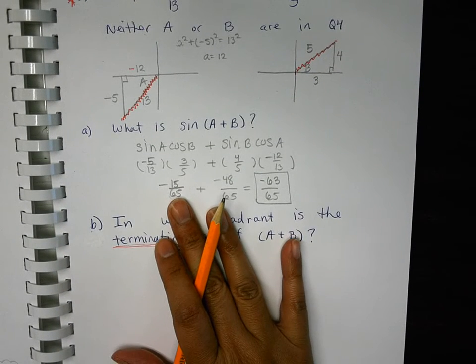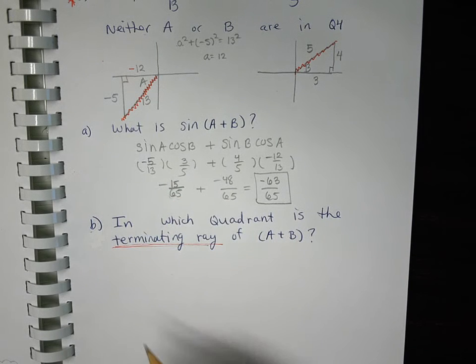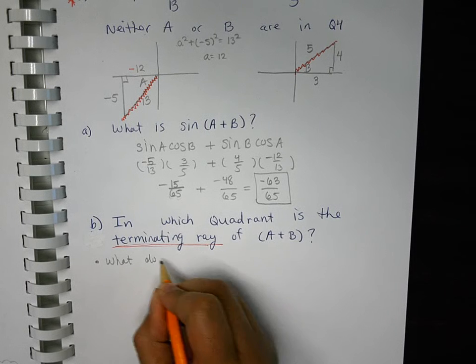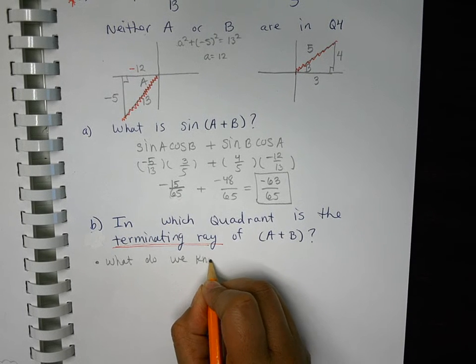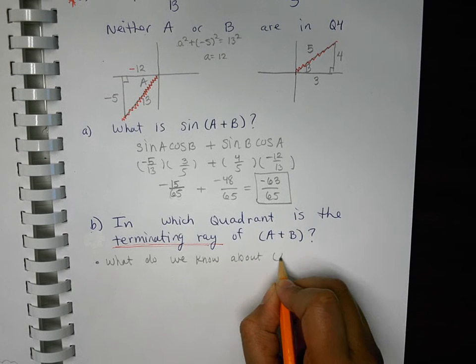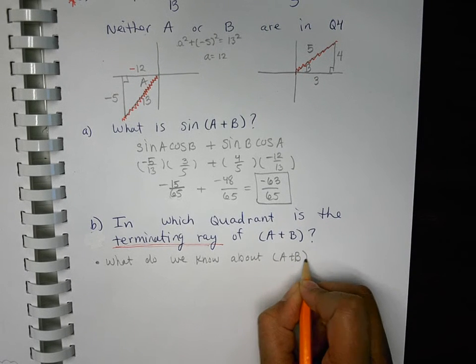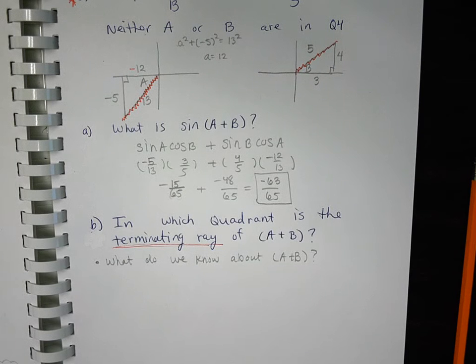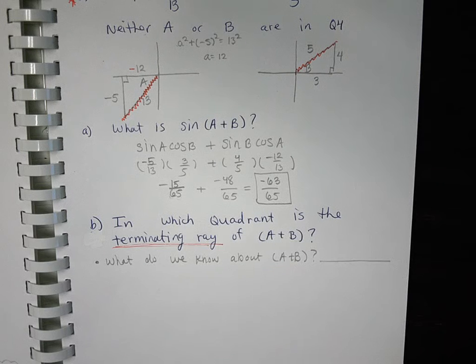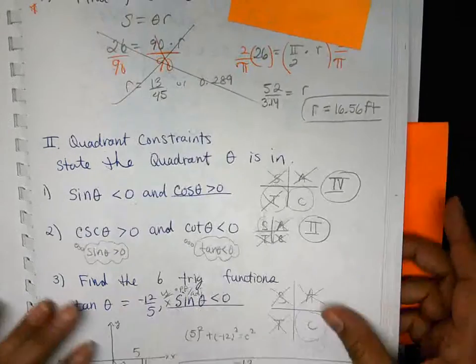So here are the steps. Are you ready? First off, you ask yourself, what do we know about A plus B? And before we figure out what we know, I want to go back to an old lesson. So write that down first. What do we know about A plus B? Everybody have it down? I'm going to come back if you don't. Okay. This is lesson 3-7 in your notebook.